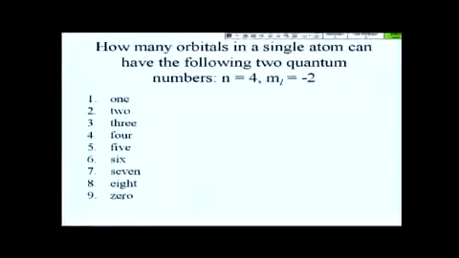So why don't you tell me how many possible orbitals you can have in a single atom that have the following two quantum numbers. So let's say we have n equals 4 and m sub l equaling -2. How many different orbitals can you have that have those two quantum numbers in them? This should look kind of familiar to some of the problems you may have seen on the problem set if you started it this weekend. So this should be something you can do pretty quickly, so let's take 10 more seconds on that.